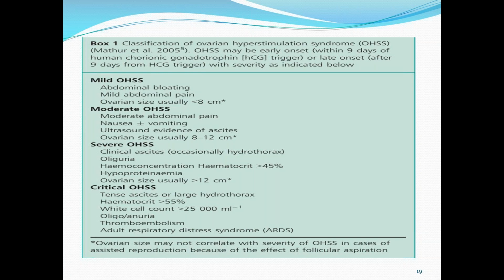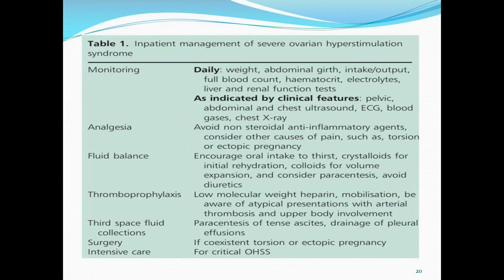She's severe if she has clinical ascites and sometimes hydrothorax, if she develops oliguria, if hemoconcentration with hematocrit more than 45%, if she develops hyponatremia, if the ovarian size is more than 12 centimeters. This is severe ovarian hyperstimulation. While for critical, if there is tense ascites or large hydrothorax, if the hematocrit becomes more than 55%, if white cell count is more than 25,000, if she has oligoanuria, thromboembolism, or develops ARDS.